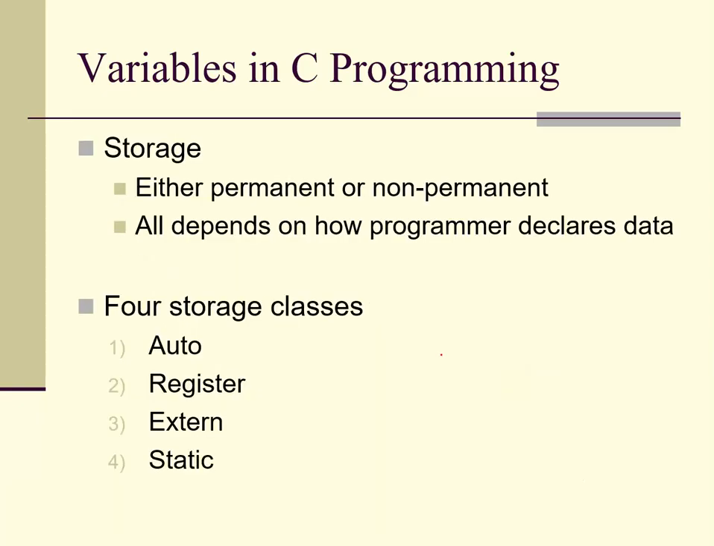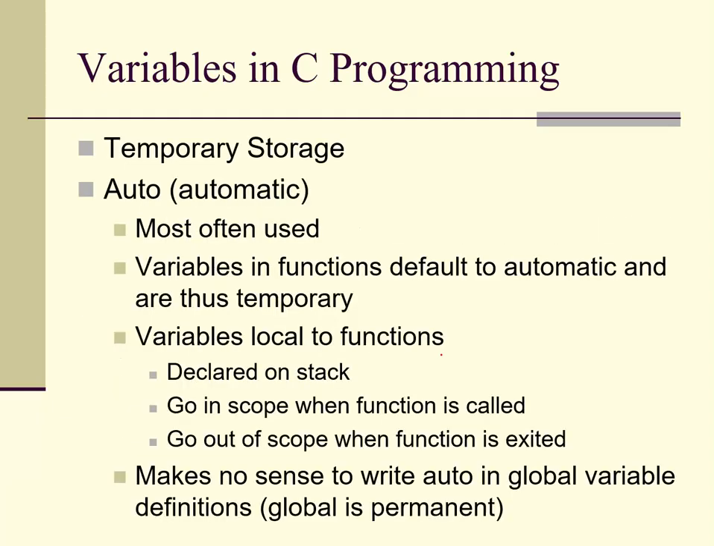So storage in C, it's either permanent or non-permanent, and it all depends on how the programmer declares it. So these are the 4 storage classes. Well, it's kind of confusing. We'll talk about these as best we can, but the first one is automatic, and you can declare it as auto. No one ever does this. I've never seen a program that declares it auto, because essentially if you don't include this storage type, it defaults to automatic. It is temporary.